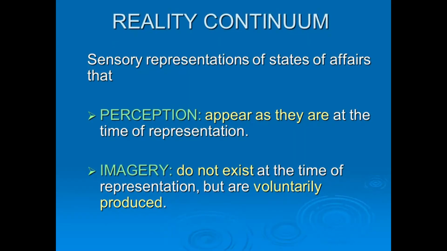A little further towards hallucinations on the reality continuum is imagery. When I'm imagining things, I have sensory representations of states of affairs that do not exist at the time of representation, but are voluntarily produced. So images are things that I'm imagining. They're not occurring right now, but they are voluntary. I know that they are not happening right now, and I'm producing them. So I can imagine a pink elephant sitting here on the desk, and I can imagine it in all kinds of detail. Maybe, I'm not sure how good my imagination is in terms of detail. But I can imagine and I can control my imagination. So that's the second stage towards hallucination.